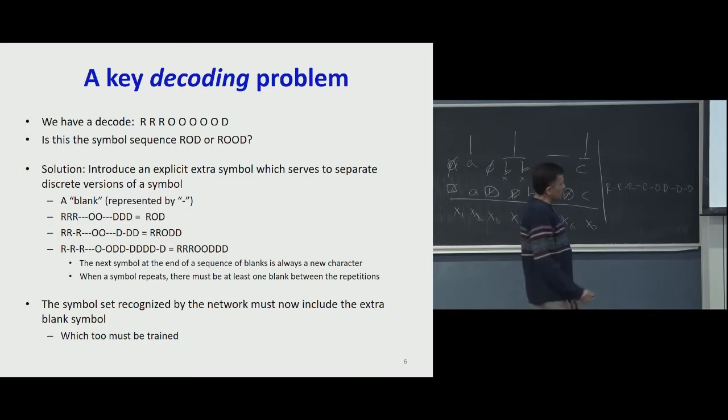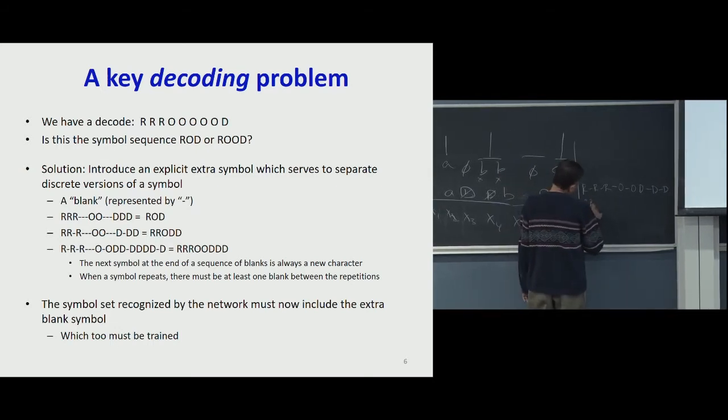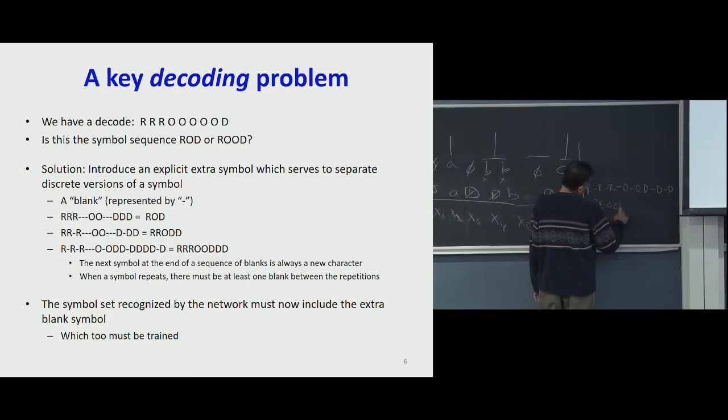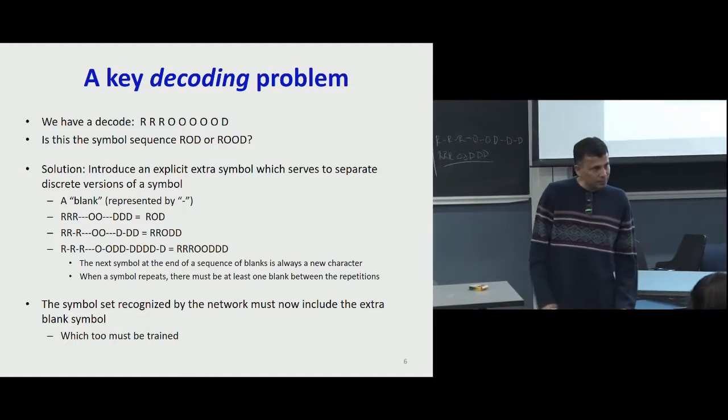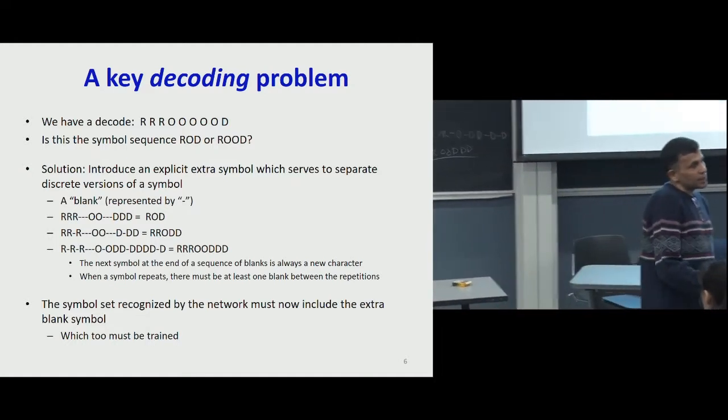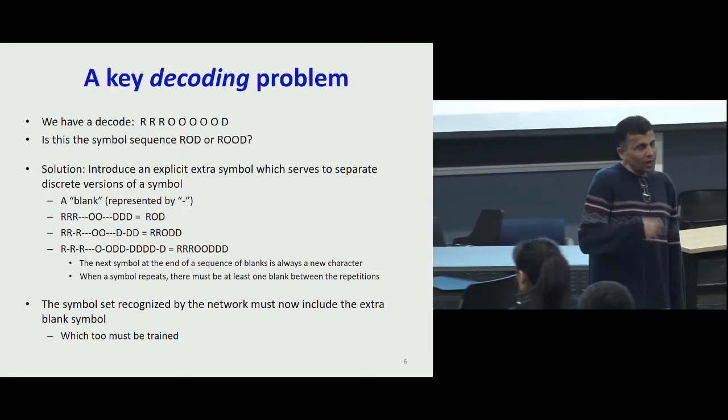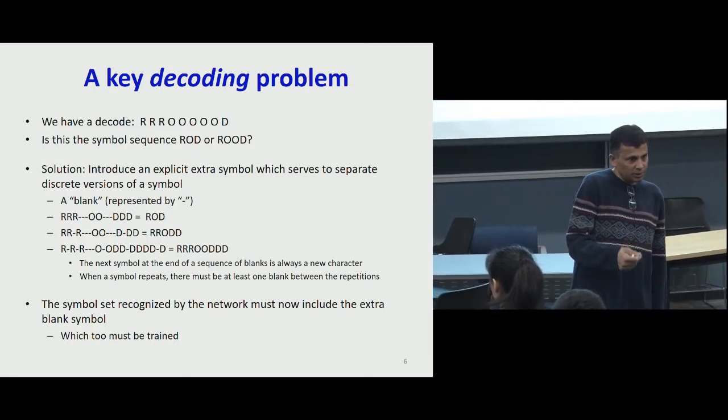So this actually is going to become three R's, O, O, D, D, D. Is that what I have out there, right? So you see how this works. The blank is your nothing happens here symbol. You're allowed to introduce the nothing happens here symbol.